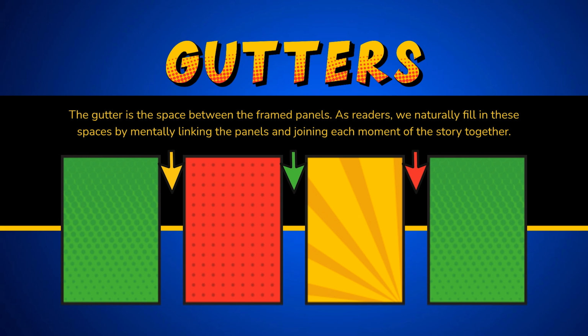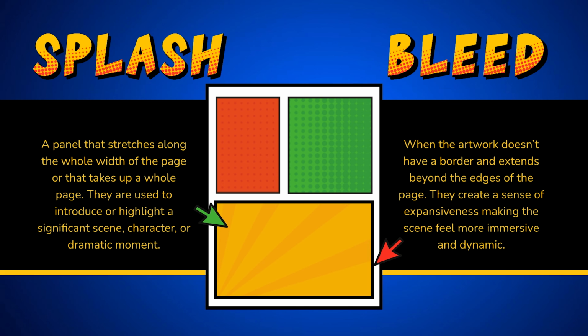The gutter is the space between panels. This is a crucial element, as it requires the reader to mentally bridge the gaps, connecting the moments shown in each panel to form a continuous story. A splash is a large panel, often taking up a whole page, used to emphasize a dramatic moment. A bleed occurs when artwork extends past the page border, creating a dynamic, immersive experience.